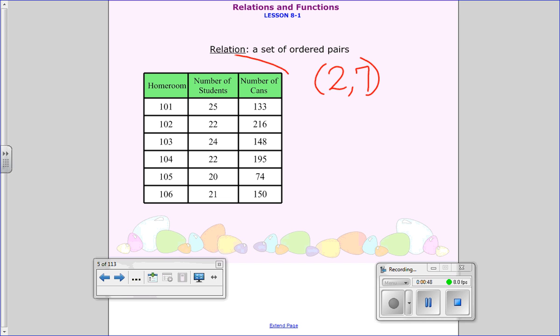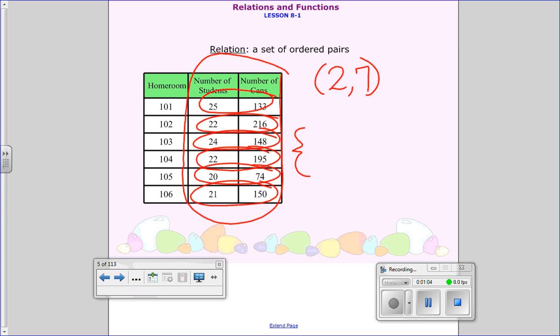Well, here we can have a set of information. Like here, we have the number of students with the number of cans brought in. Well, I can make a relation on this. And what I do is just take each ordered pair. This is 1, this is 1, this is 1, and so on. And then I'd have this.